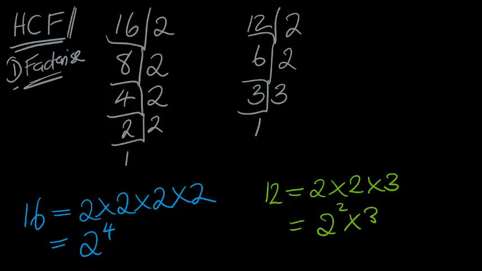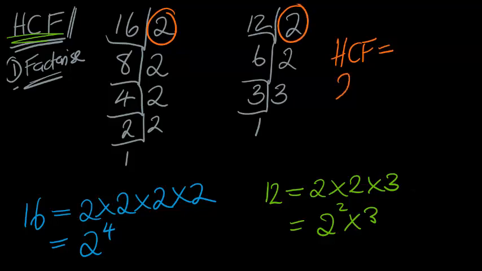Now, this does not answer my question because what I'm looking for is the highest common factor. Once I've got my ladder going, I am going to look for common factors. So I'm going to circle them in color. So I'm going to say my highest common factor is equal to, I've got a 2 there and I've got a 2 there. If both of them has it, I write it down. Okay? Now I'm going to look again. I've got a 2 there and I've got a 2 there. Both of them has it.